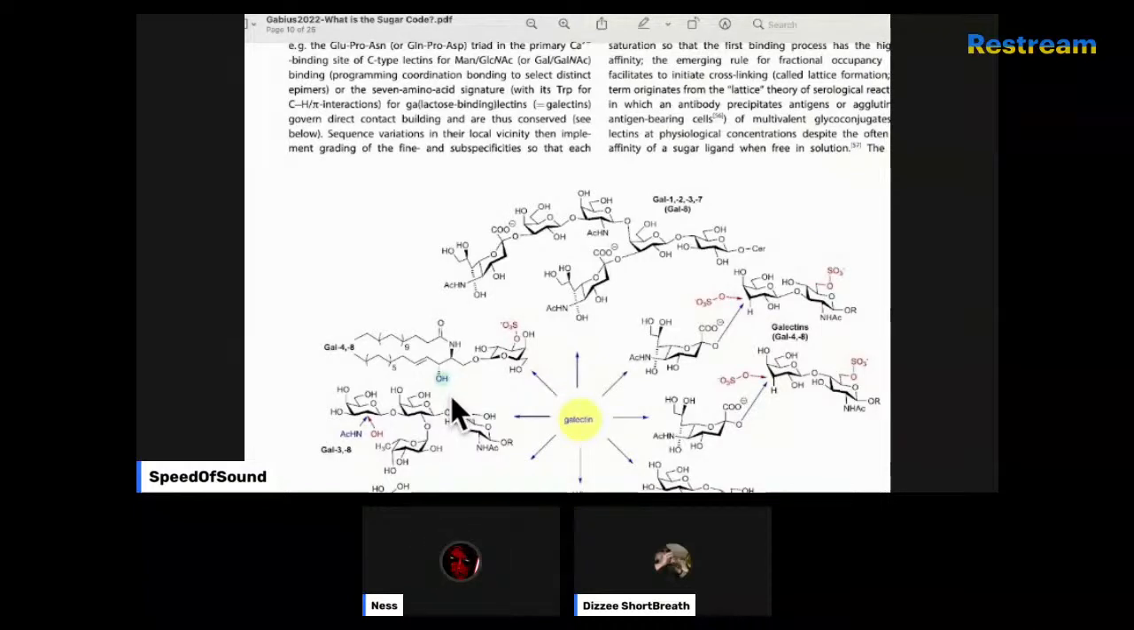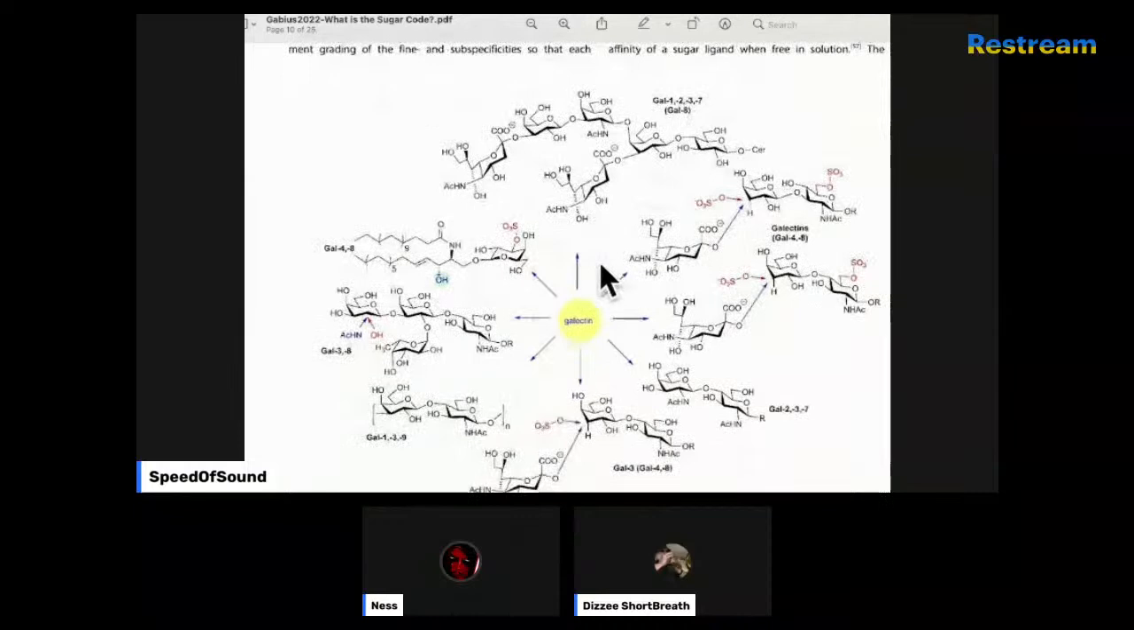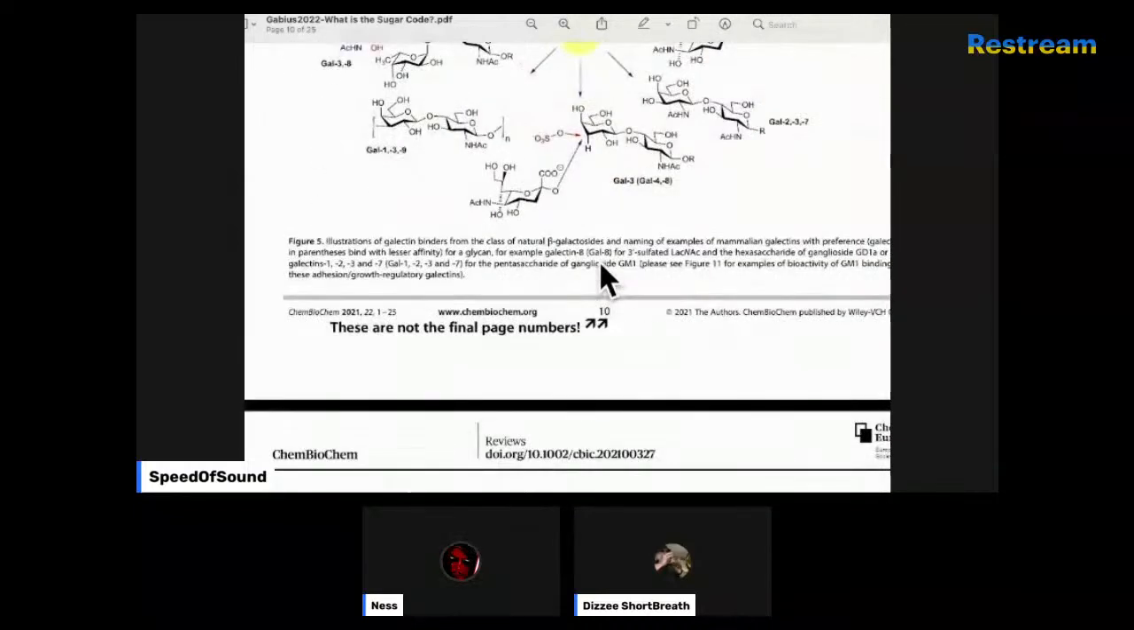Here's, what is that? Galectin. Basically, this is just one sugar and all the different combinations that you can have. So anyway, it allows for cell membranes to have a rich array of textures. Mm-hmm. And that's going to overall affect the operation of the organism.